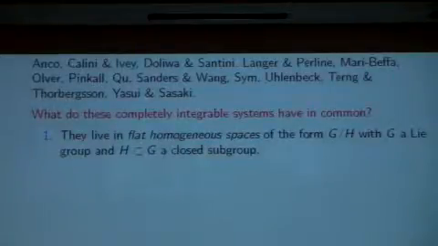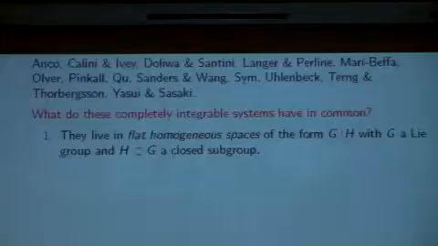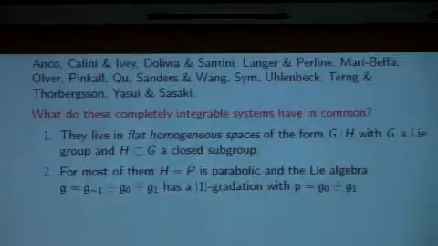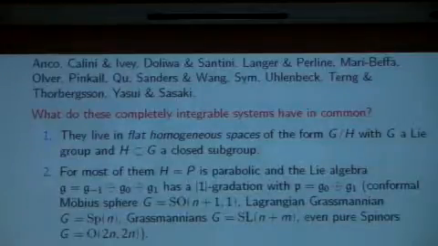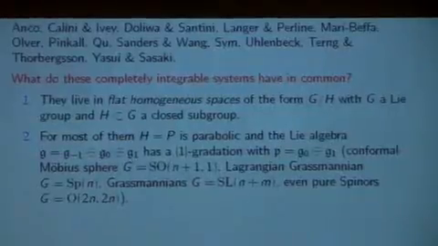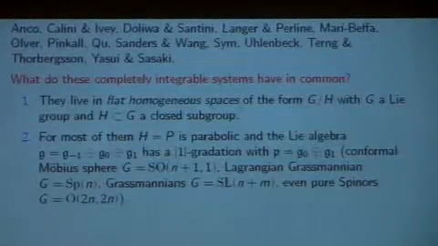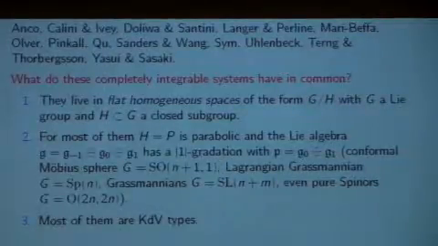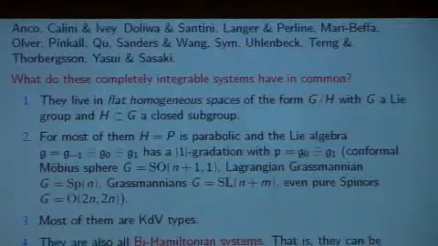So what do these completely integrable systems have in common, from the list that I put before? They live in flat homogeneous spaces that look like that. Most of them, and that's just by choice, I was just choosing the parabolic ones. So they live in parabolic manifolds with a 1 gradation. And this is our example, the Moebius sphere, the Lagrangian Grassmannian, pure spinors, etc. These are the different choices of group. These are all flat. Most of them are KdV type by choice.